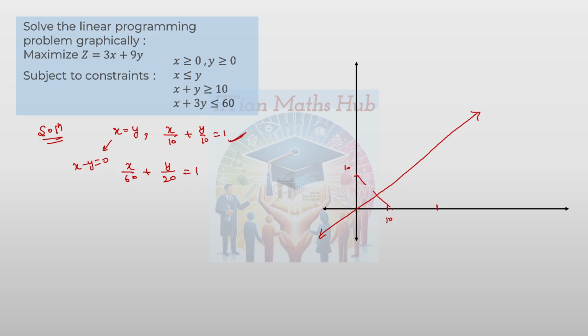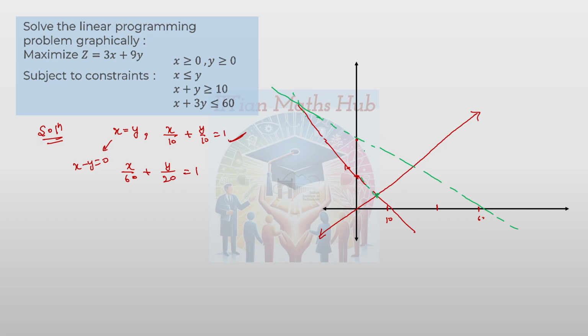So this is the second line. Similarly, the third line is 60 comma 20. 60, let's say somewhere here, and 20 will be somewhere here. Okay, so this third line will be like this. Let me draw with a different color. Okay, now you have to check the region again.